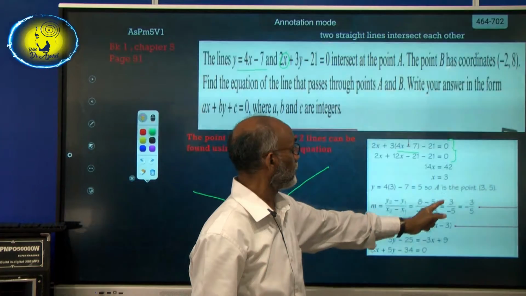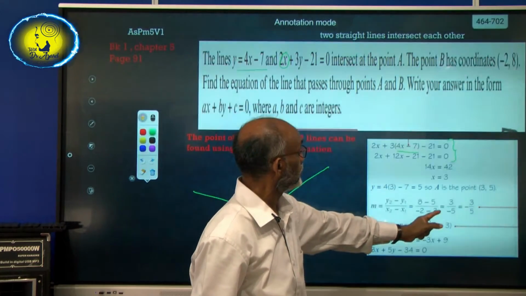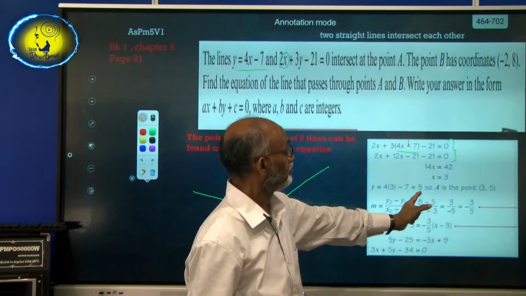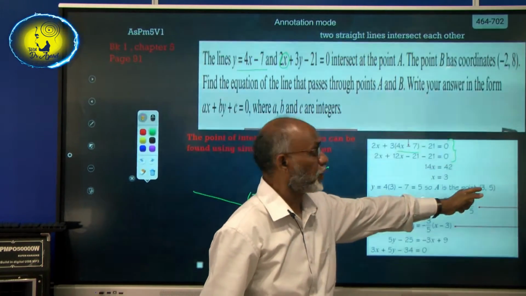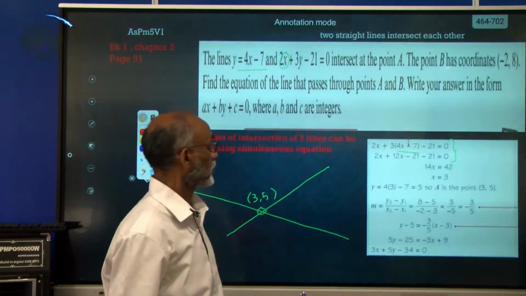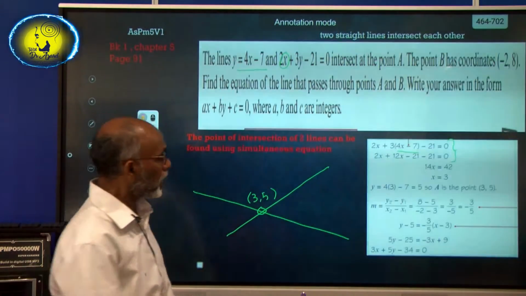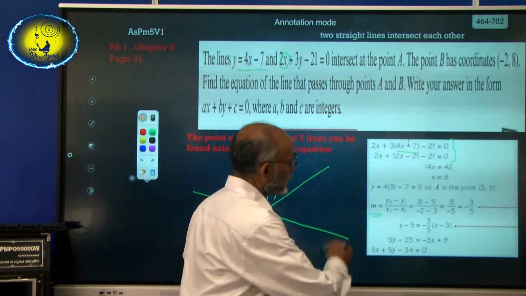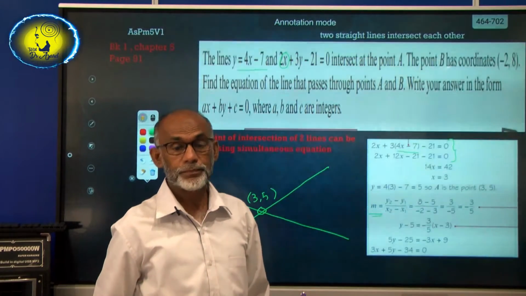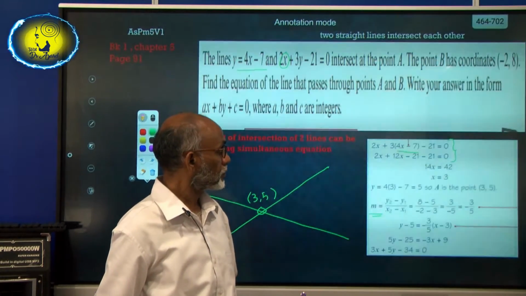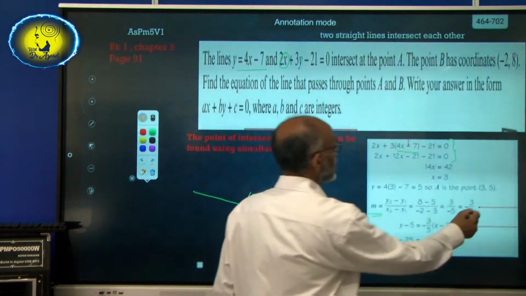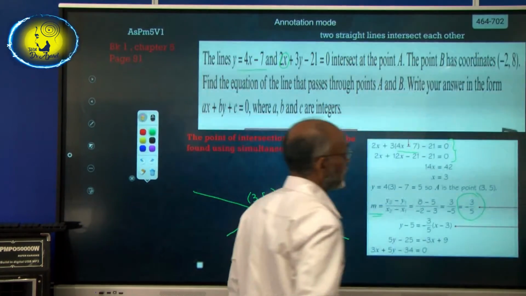X is equal to 3 and y is equal to 5, so the intersection point is (3, 5). We are able to calculate the gradient too. We identified the gradient as minus 3 upon 5.